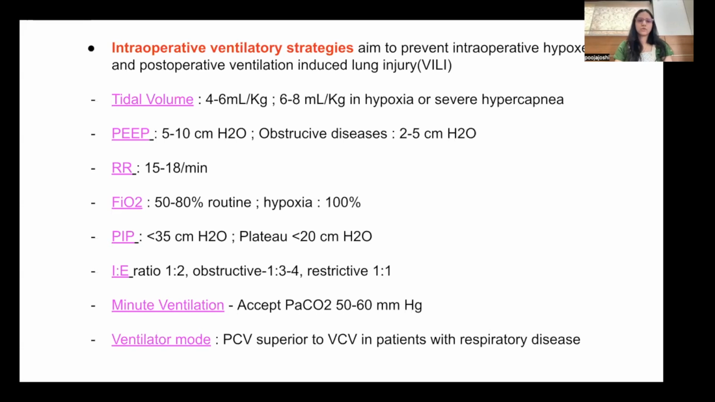Maintain I:E ratio 1:2. Minute ventilation should be such that you can accept PaCO2 up to 50 to 60 mmHg, permissive hypercapnia. Pressure control ventilatory mode is superior to volume control ventilatory mode in patients with respiratory disease. In a normal patient, there is not much difference in either mode of ventilation.